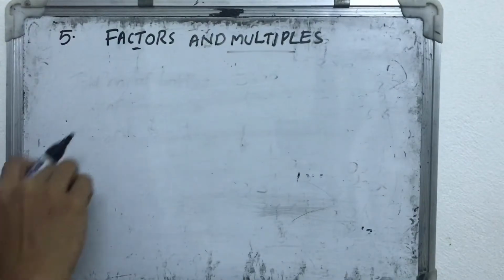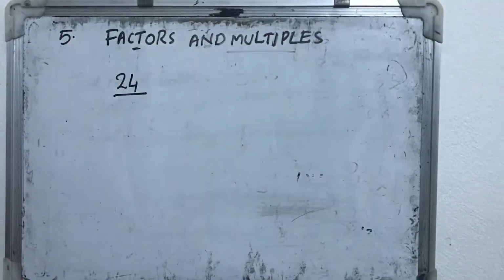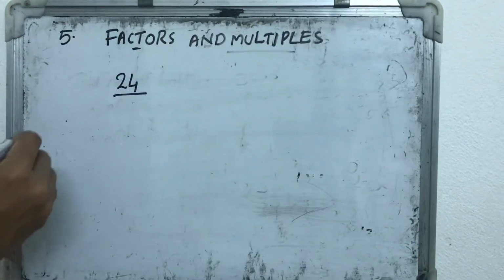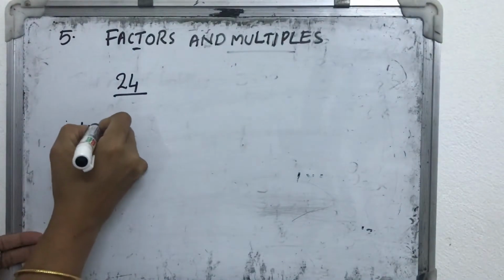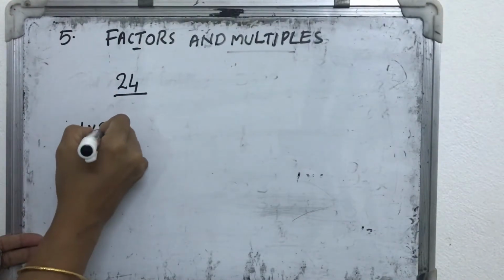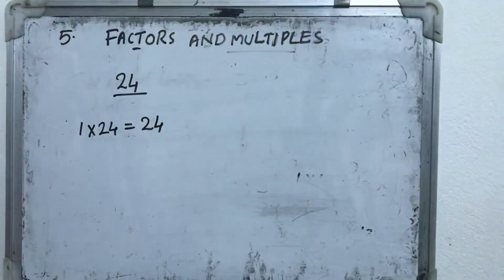Now I am writing another number. How can we find it? If you want to find the factors of 24, first we can start from 1. When we multiply 1 with any number, we will get the same answer. So we are writing the multiplication facts, that is, the pairs of numbers to get the product 24. So 1 into 24 is 24.